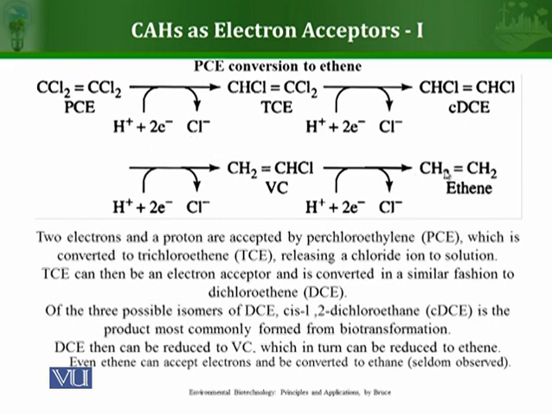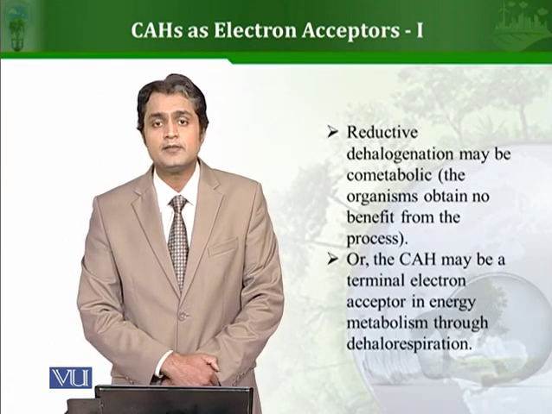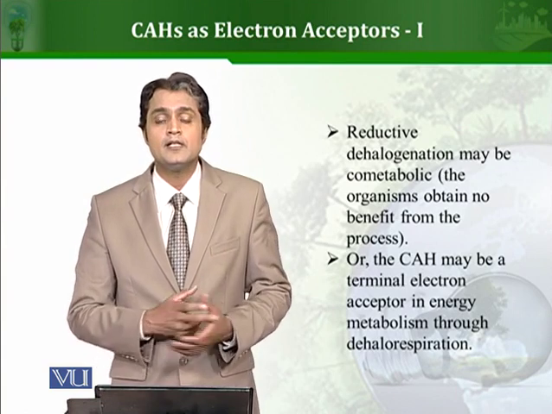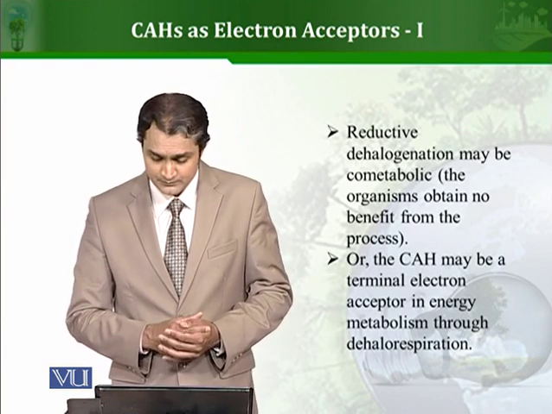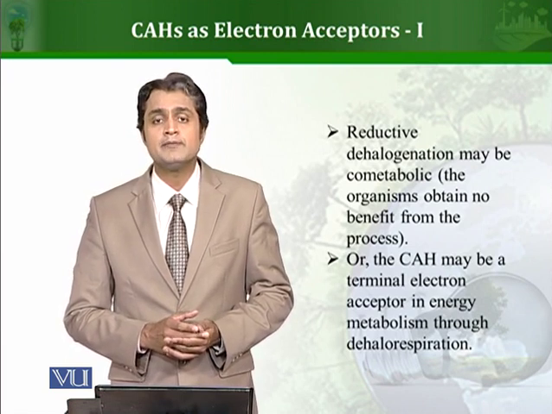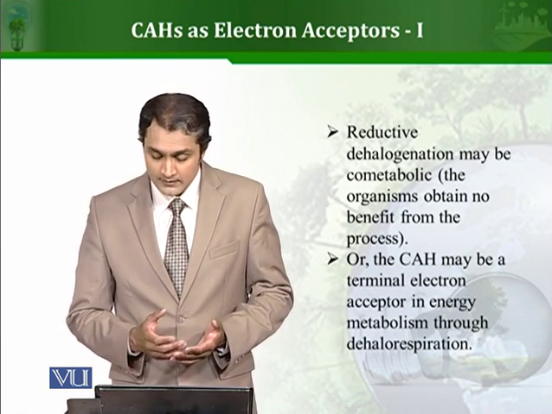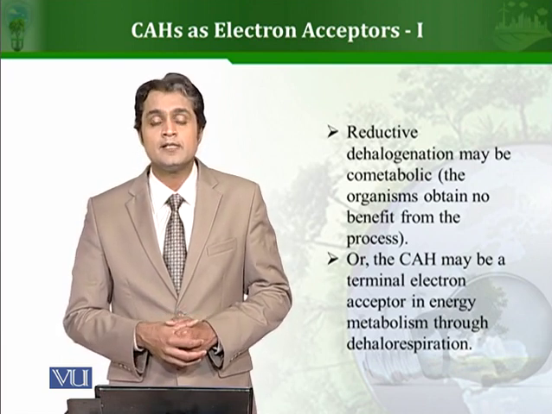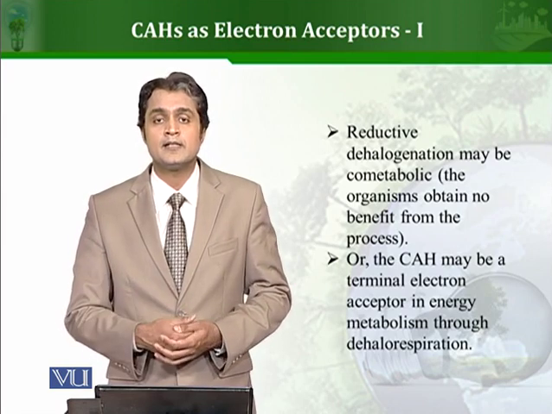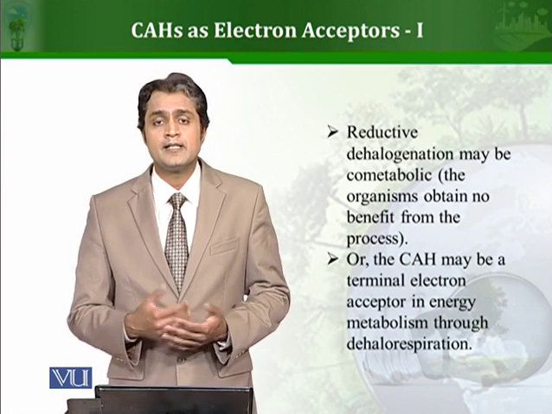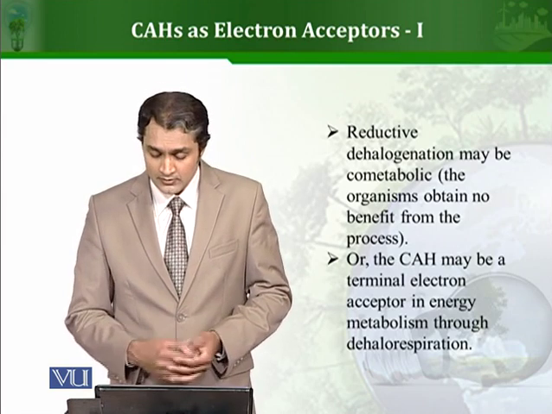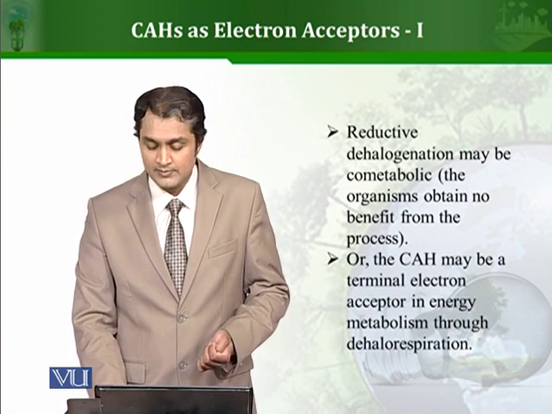Now this ethene can even be further transformed into different molecules. It can also accept electrons and can be converted to ethane, but that is very rare. Now this reactive dehalogenation can be co-metabolic as well, or different types of chlorinated aliphatic hydrocarbons may also act as terminal electron acceptors, and in this case mostly we call it dehalorespiration क्योंकि वो act कर रहे हैं as electron acceptors under anaerobic conditions in place of oxygen. So the process can be called, and is called, dehalorespiration as well.